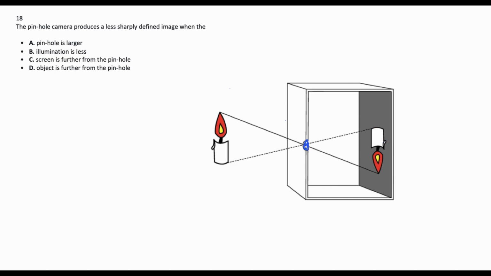Now the size of this aperture is very important to the quality of the image that we get. If this aperture is too wide, we would have light coming from all sources, and so we would not have a very clear image formed. But the smaller the hole of the camera, the sharper the image we get. So our answer here is A. The pinhole camera produces a less sharply defined image when the pinhole is larger.